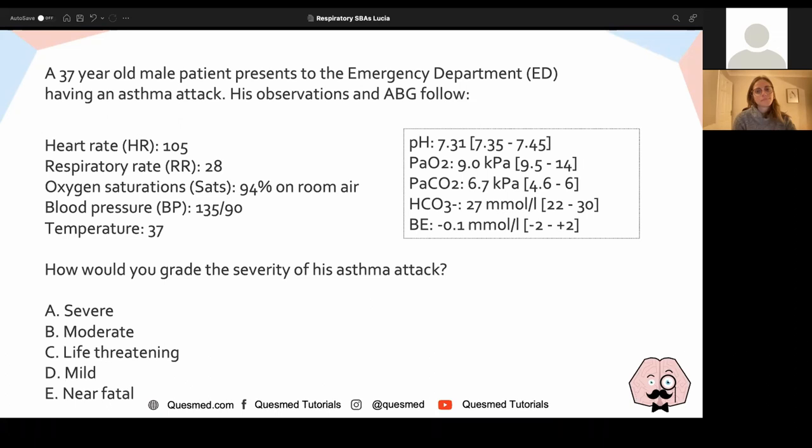Whew, the room is really divided on this one. Okay, this is a little bit of a trick question, but this kind of stuff might come up on your exam, so just be aware of these definitions. So in this case, we're looking at a near fatal asthma attack. And the key really is that PaCO2 of 6.7. So that's a high CO2, which you should hope to never see in an asthma attack, because it means the patient is becoming really fatigued and stops taking as deep breaths. The airways are so obstructed that the CO2 starts building up.